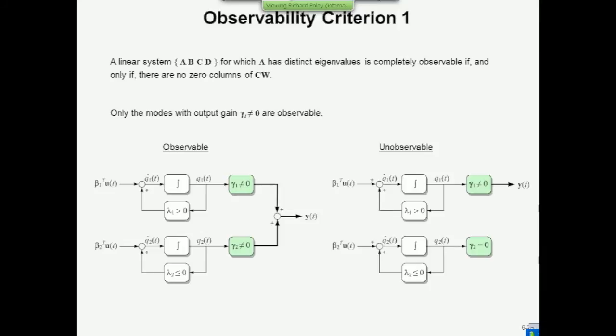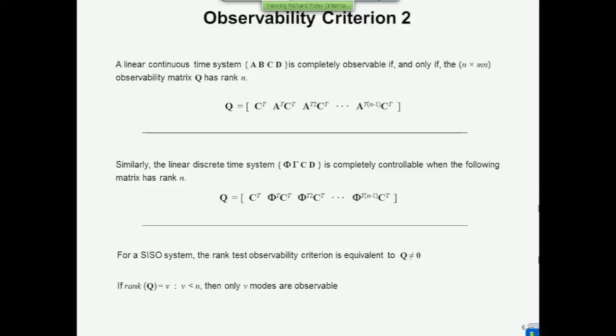There's an algebraic test for this as well. It involves forming a partition matrix, which I'm going to call Q. From now on, P and Q are going to be reserved for these two matrices because we're going to need them a lot. The partitions are formed from C transpose, A transpose C transpose, A transpose squared C transpose, and so on. You look for a rank of n in this matrix. If you have it, then the system is observable. If you don't have it, the system is unobservable. There is a parallel one for discrete time systems with A replaced by phi.